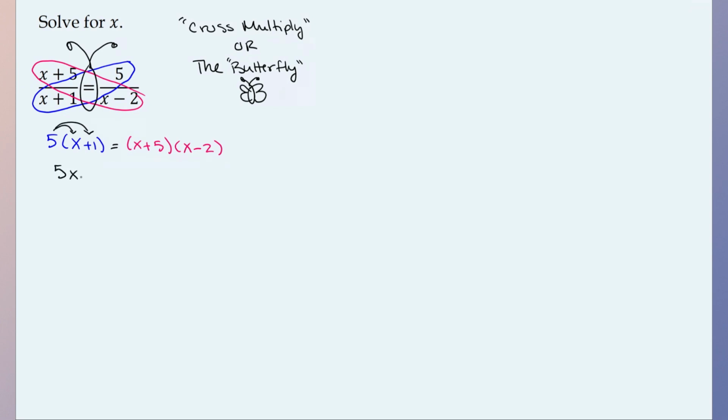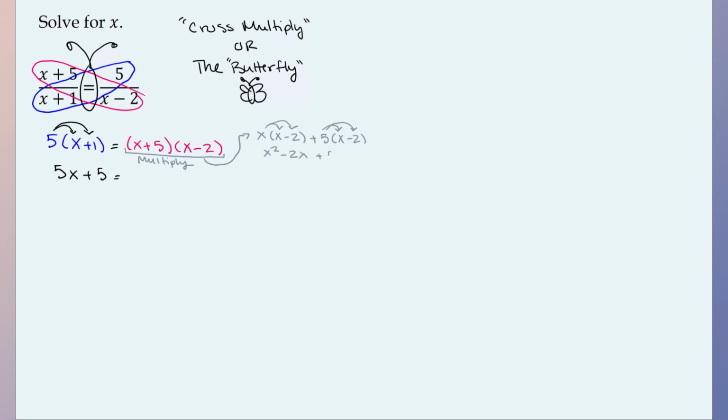So the left side of our equation here is simple. We're going to distribute that 5 to get 5x plus 5. On the right side, we have 2 binomials being multiplied, so we have to multiply this out. I'm going to use the distributive method as well. Lots of different ways you could organize this. We're going to go x times (x minus 2) and then plus 5 times (x minus 2).